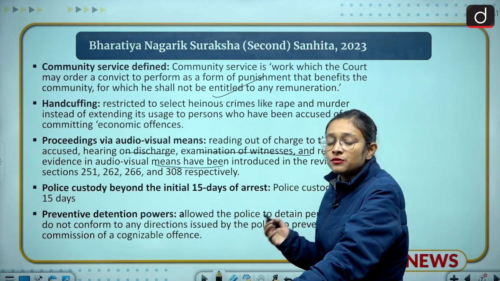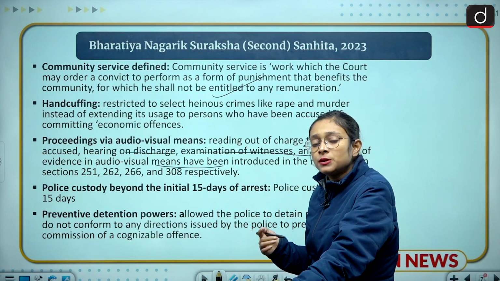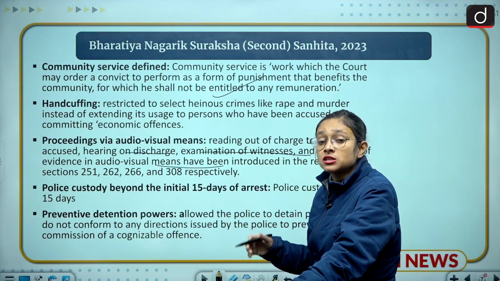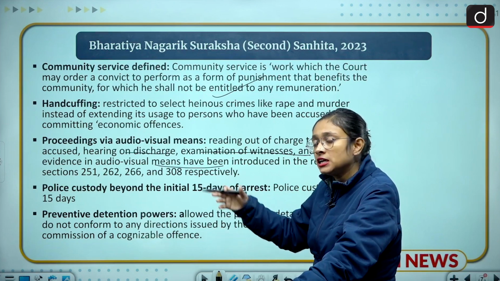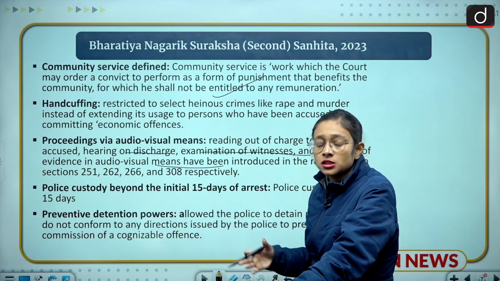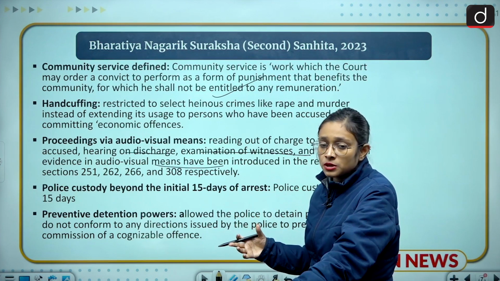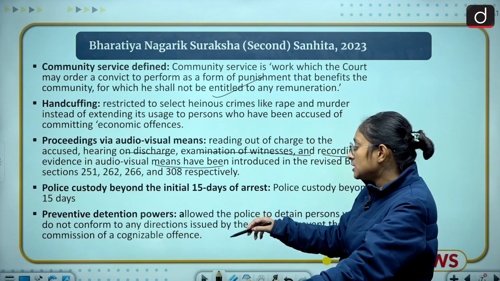And then police custody beyond the initial 15 days of arrest. The earlier provision says there should be 15 days of police custody, but right now this has been extended to 60 and 90 days, which has also created another controversy, because that will give extra powers to the police administration. Preventive detention powers.